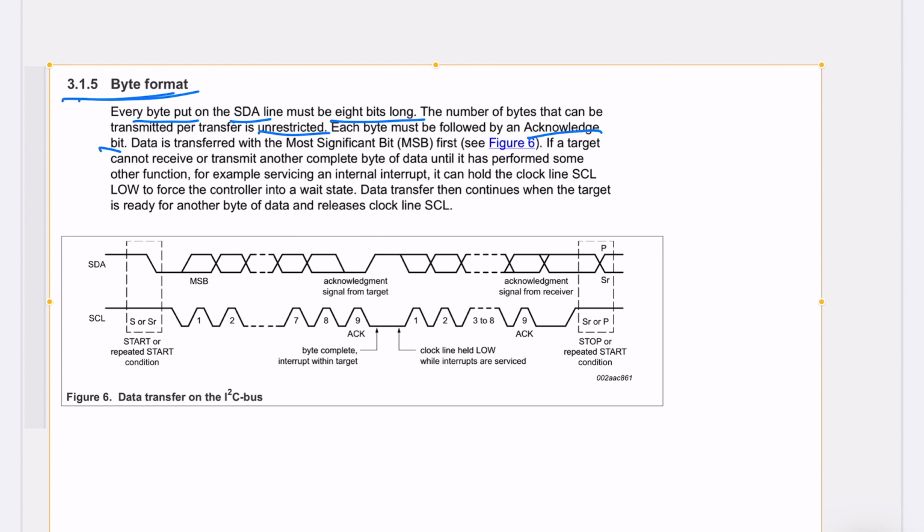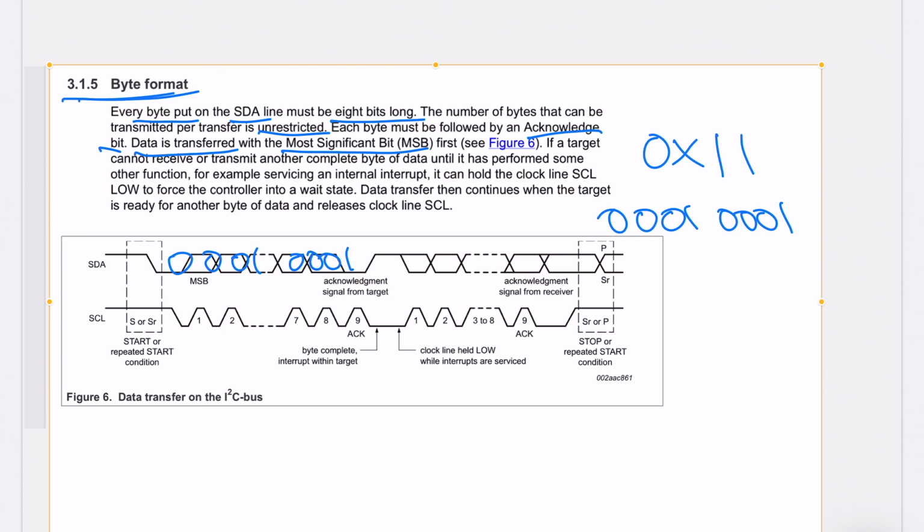We can see that data is transferred with the most significant bit first, right? So pretend that our first byte can be represented here in hex as 0x11. We know in binary that this is 0001 0001, right? So if this is transferred on the data line, we're going to see 0001, 0001, with the most significant bit first.